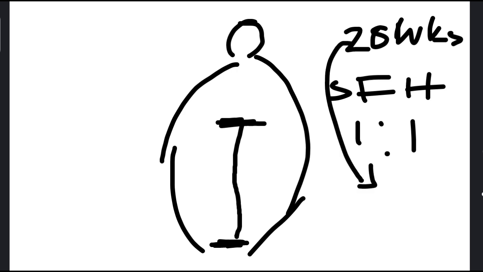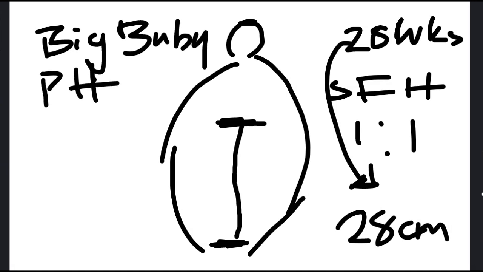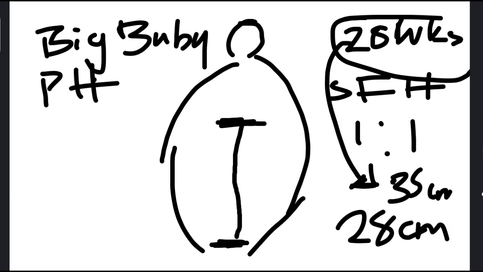It's almost at a 1-to-1 ratio, where when you measure this SFH up to the pubic symphysis, if this mother is at 28 weeks, basically when you measure this, you'll get something like 28 centimeters. But now we have a big baby and we have polyhydramnios. This will mean she's come at 28 weeks. Hypothetically speaking, when we measure the SFH, we would find even something like 35 centimeters.